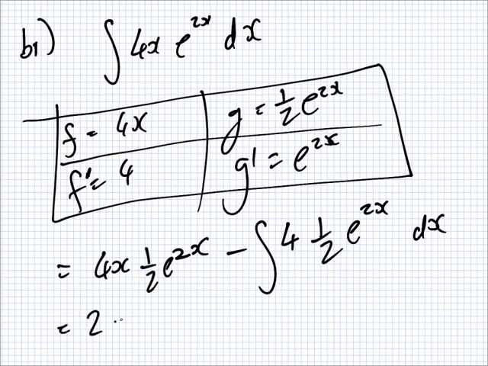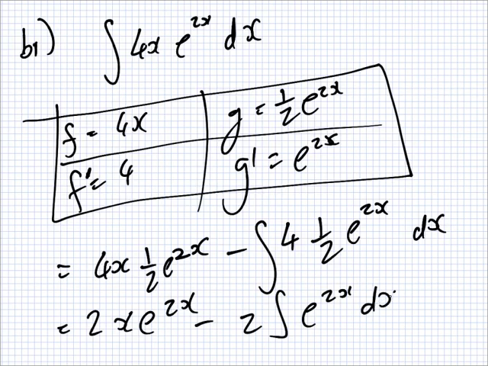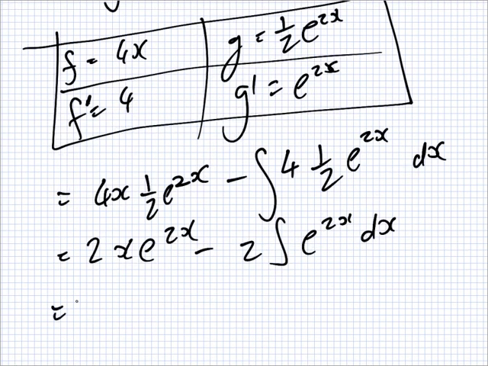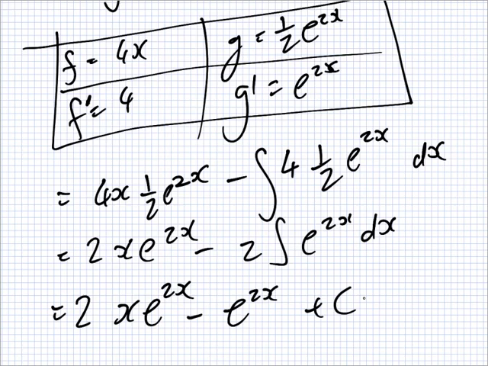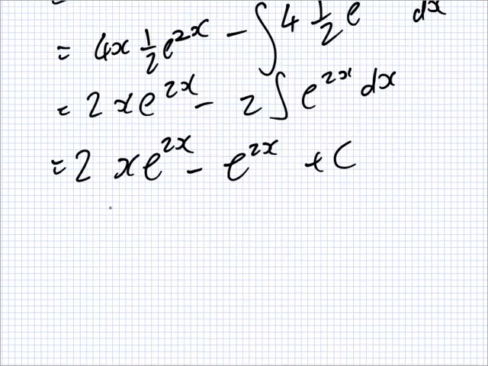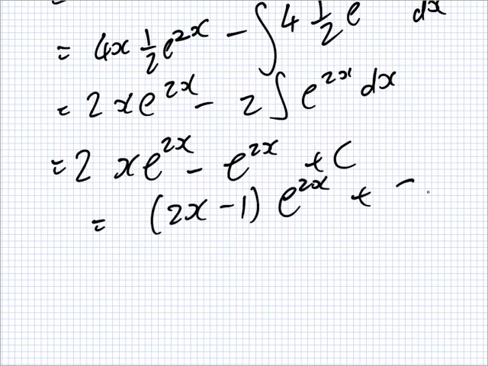This will be x over 2 e to the 2x minus 1 over 2 integrate e to the 2x dx. So the answer is x over 2 e to the 2x minus 1 over 4 e to the 2x plus c. Or if you want to be fancy, that's (2x minus 1) e to the 2x over 4 plus c. What's the answer, KJ? No, not your answer, that answer.